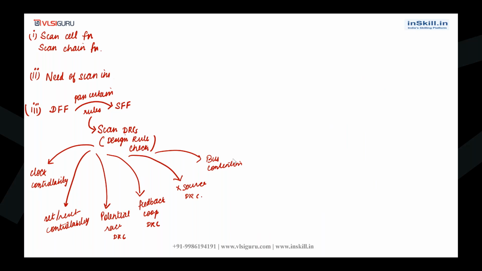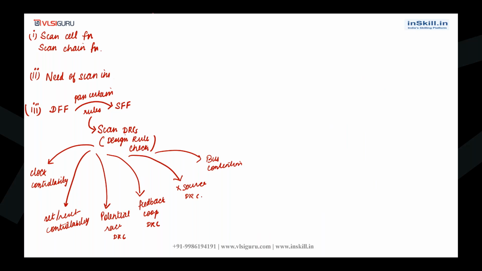So if a normal flop in the design has to be converted to a scan flop, it has to pass certain rules. Those rules are called scan DRCs, and the full form of DRC is design rule checks. There will be various scan DRCs like clock controllability, set reset controllability, potential race, feedback loop, X source, bus contention, like that. We will be covering all those scan DRCs in our course. So that is the third topic in our scan insertion topic.